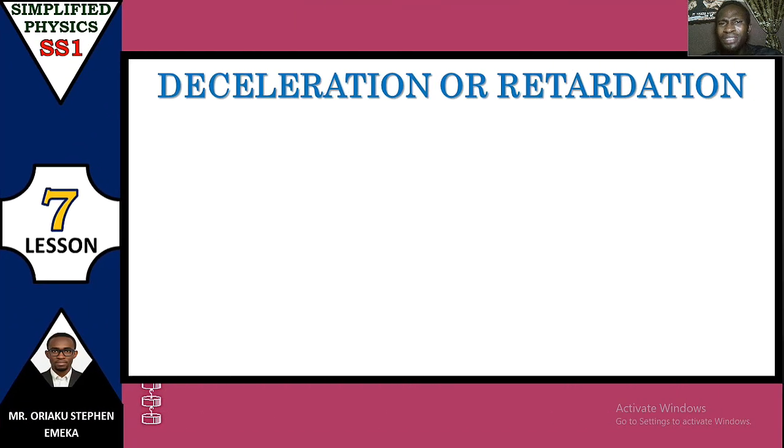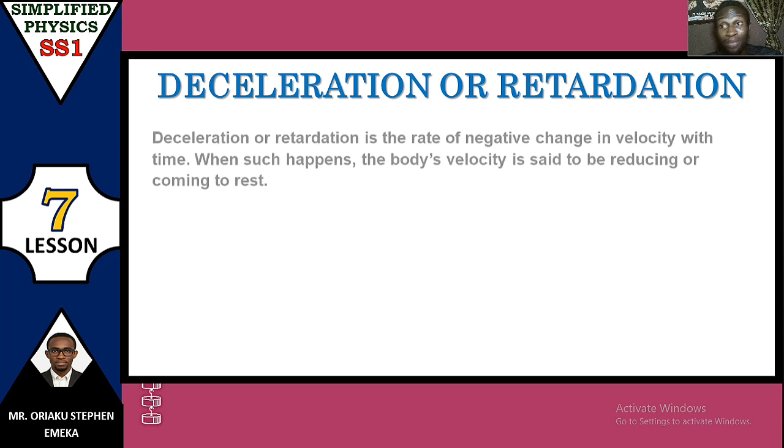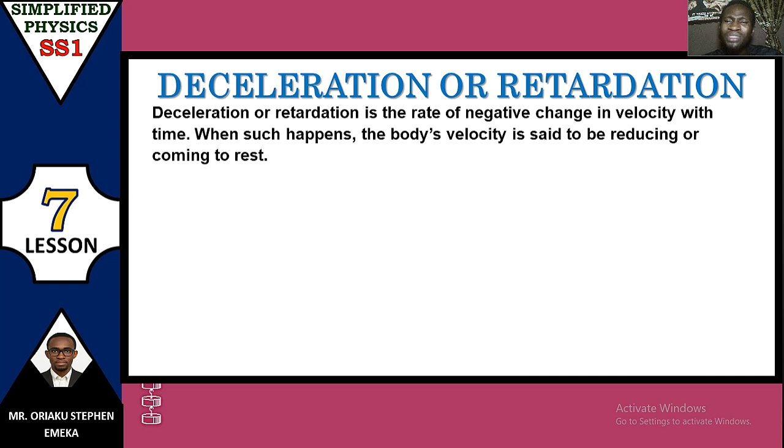Now let's talk about deceleration or retardation. What is the meaning of deceleration? What is the meaning of retardation? Both of them are the same. So deceleration is the rate of negative change in velocity with time. So acceleration is positive, deceleration is negative. Now when this happens, the velocity of the body is reducing or coming to rest. So deceleration happens when the velocity of a body is coming down, decreasing.